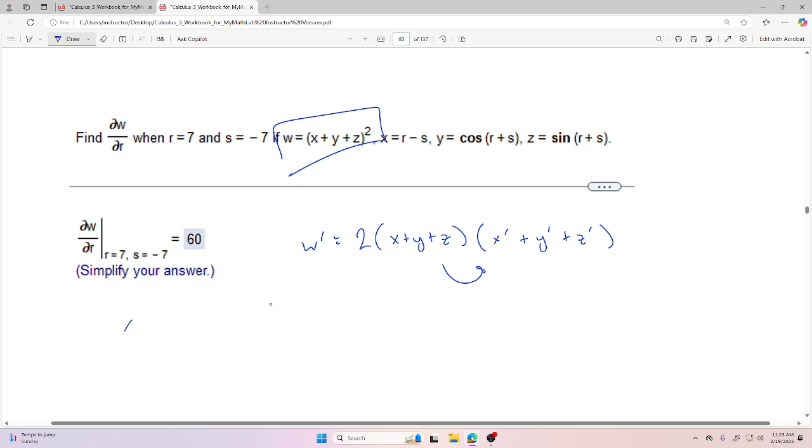So let's start with the x's now. So x was equal to r minus s. And now I'm wanting to find x prime.